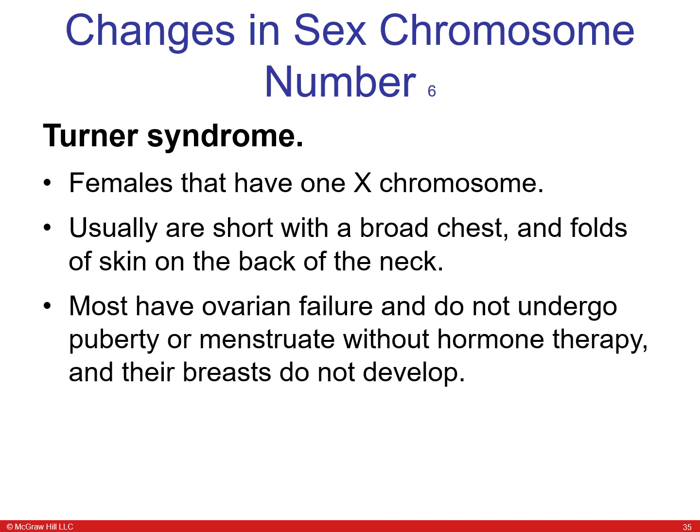Females with Turner syndrome have 1 X chromosome. They're usually short with a broad chest, and most have ovarian failure, do not undergo puberty or menstruate without hormonal therapy, and their breasts do not develop.